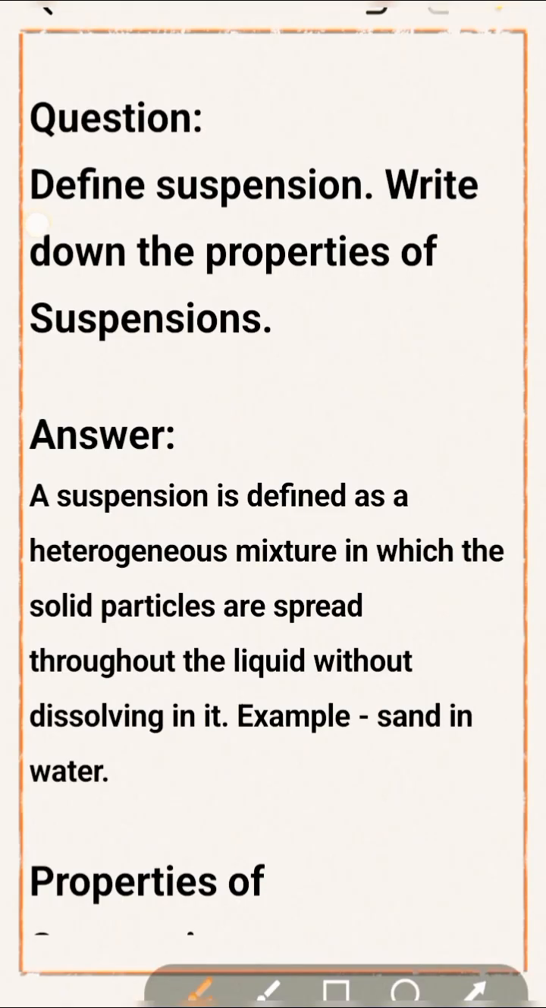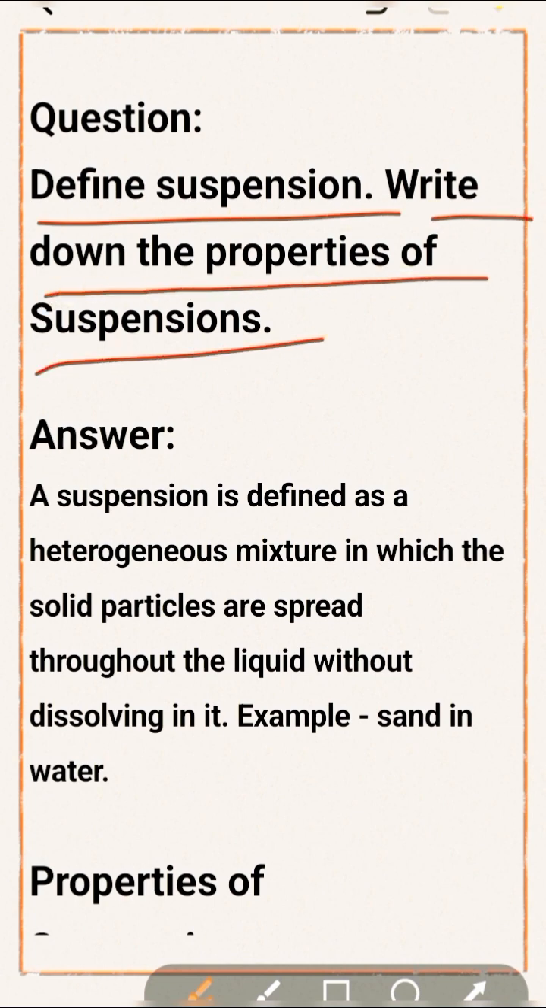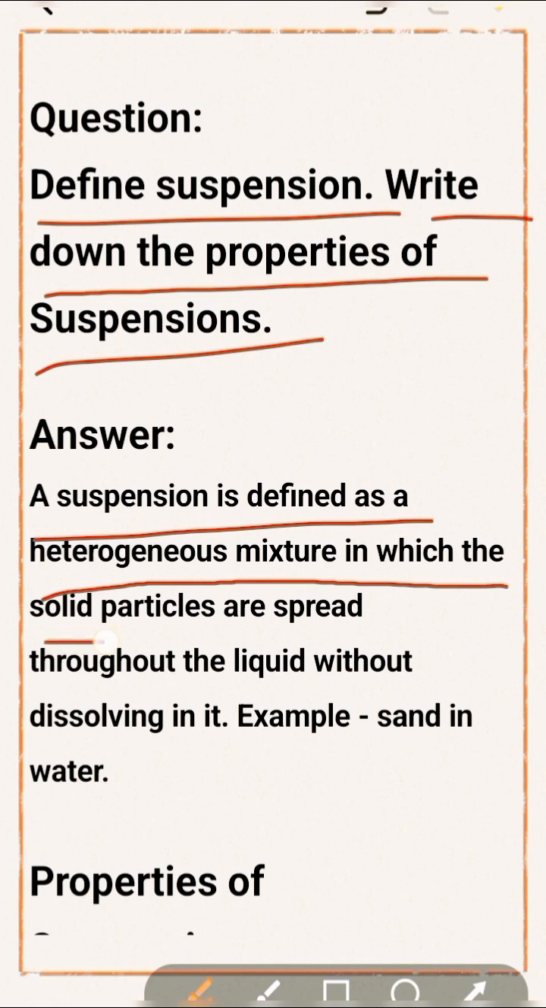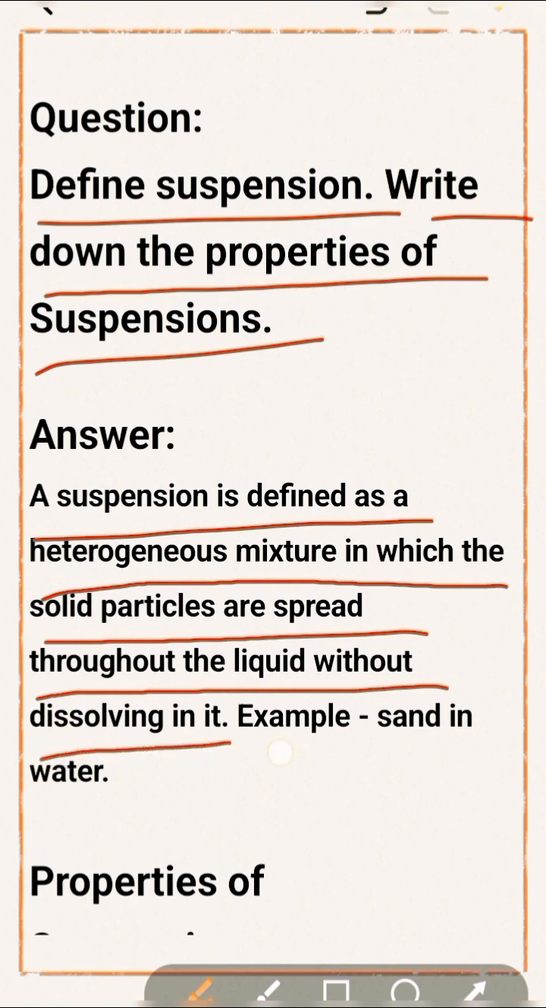Define suspension and write down the properties of suspension. A suspension is defined as a heterogeneous mixture in which the solid particles are spread throughout the liquid without dissolving in it. Example: sand in water.